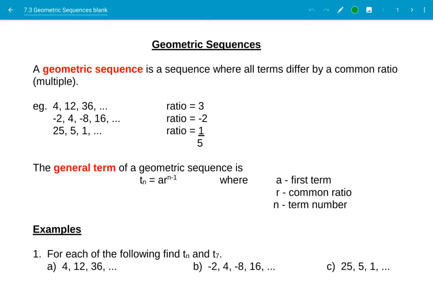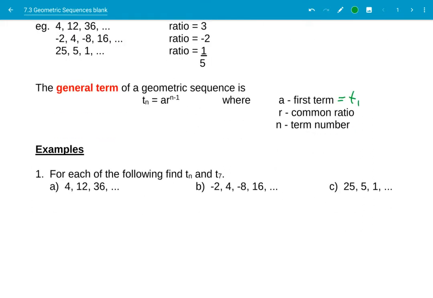The general term Tn is the first term a, that's T1, times r to the n minus 1. And of course, the exponent comes first in BEDMAS. So you have to do n minus 1 first, and then apply the exponent to r, and then multiply by a. For each of the following, find Tn and T7.